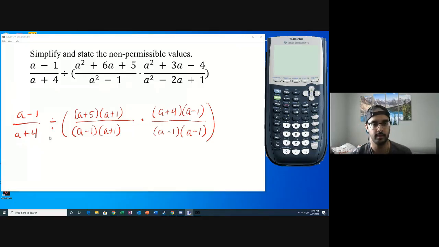Now, when I'm thinking about determining those non-permissible values, I do have to consider the first denominator, the fraction that's by itself. But since this is a division question, I can't only consider all of the denominators here, I have to consider all of the numerators as well, because that whole fraction is going to get flipped, the whole entire set of brackets. So I need to consider basically everything except this first numerator.